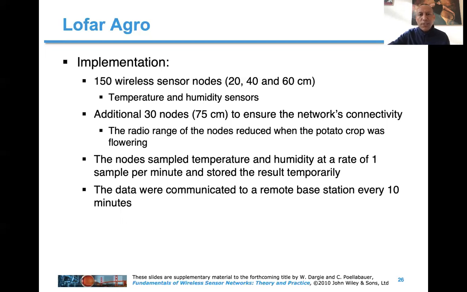So the node sampled temperature and humidity at a rate of one sample per minute, and stored the result temporarily. And then the data were communicated from all the nodes to a remote base station every 10 minutes.